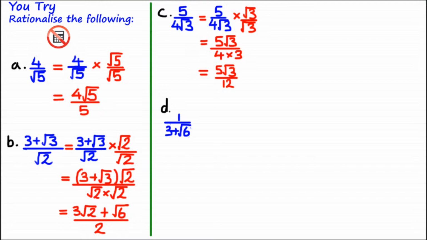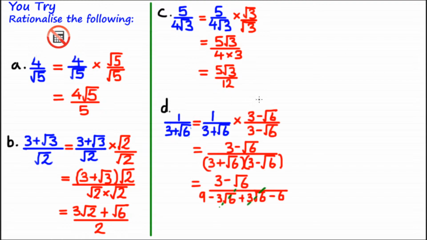Okay, so as explained earlier, we need to multiply this term by the conjugate, okay? So multiplying by the conjugate of 3 plus root 6 is 3 minus root 6. So multiplying the top and bottom by this value, we get 3 minus root 6 divided by this term here. Expanding out the brackets in the denominator, you can see that the terms would cancel and we would get 9 minus 6, okay? So our final answer is 3 minus root 6 divided by 3, okay?